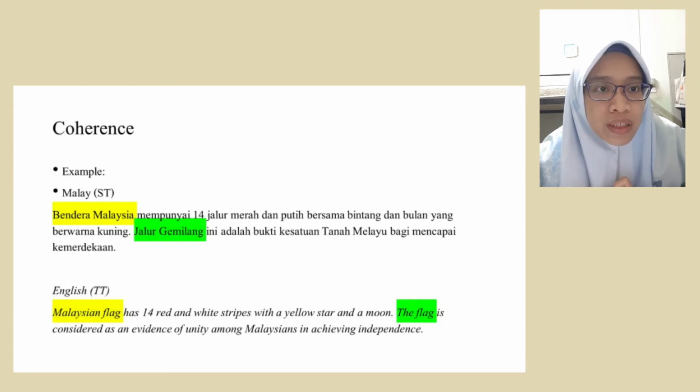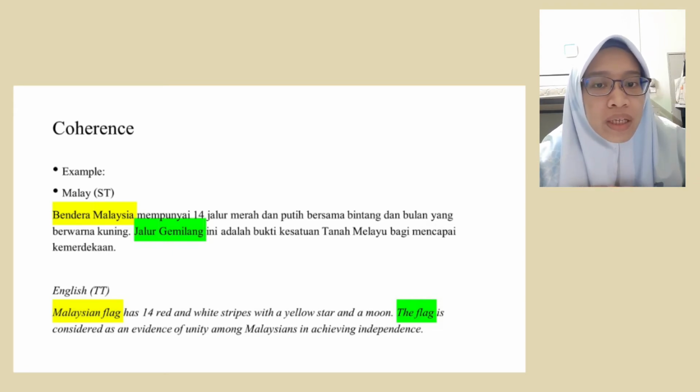In English, the Malaysian flag has 14 red and white stripes with a yellow star and a moon. The flag is considered as an evidence of unity among Malaysians in achieving independence. So, the yellow here is the bendera Malaysia, which is translated as Malaysian flag. But how can we translate jalur gemilang?